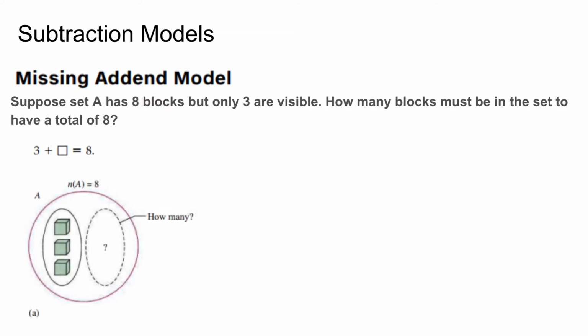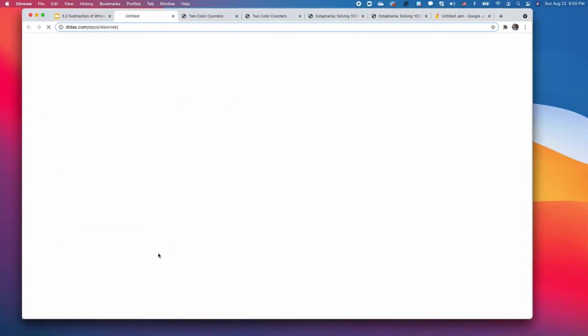Okay, just like this. So 3 are visible. Among the 8, how many are there? 3, 4, 5, 6, 7, 8. So I counted 5 of them. So there are 5 that are invisible. Or you can do 8 minus 3 is 5. Okay, so that's a subtraction model.